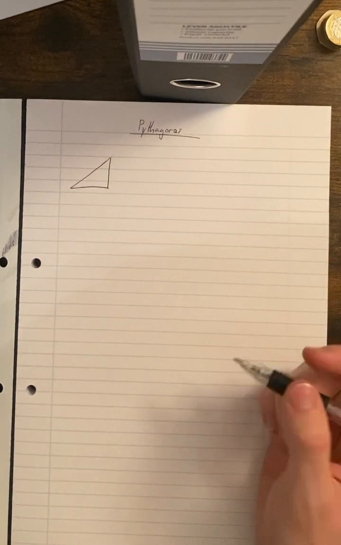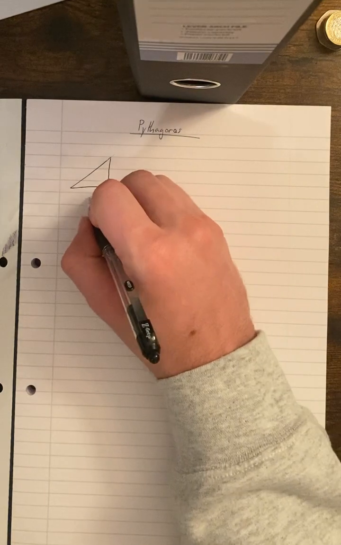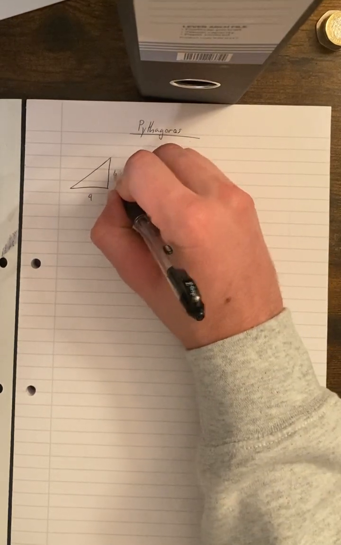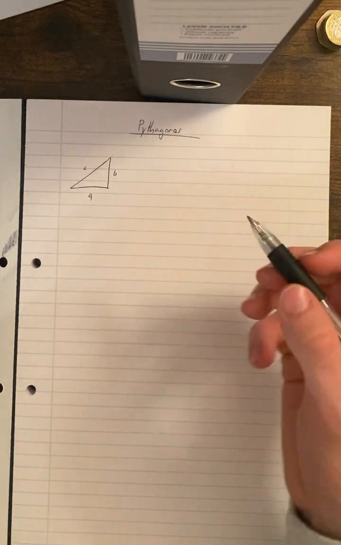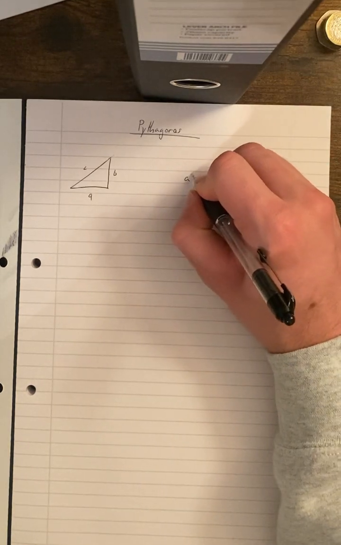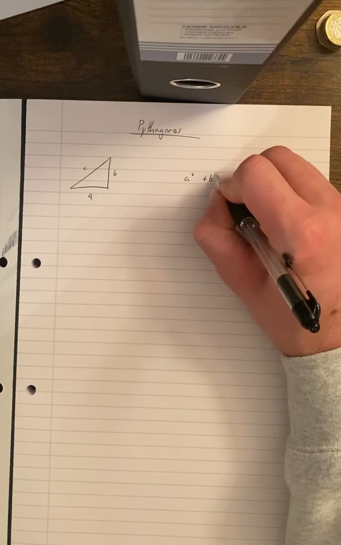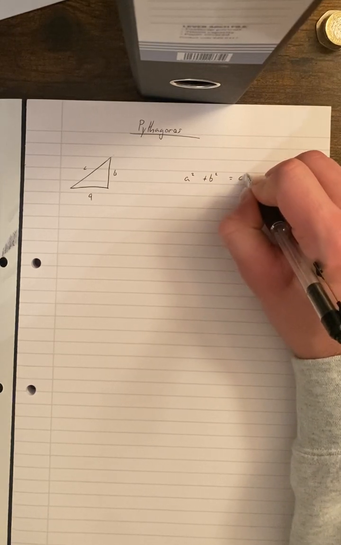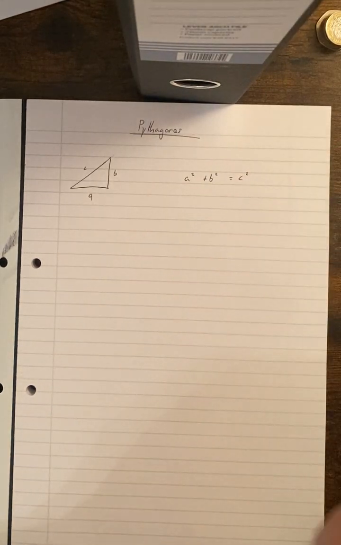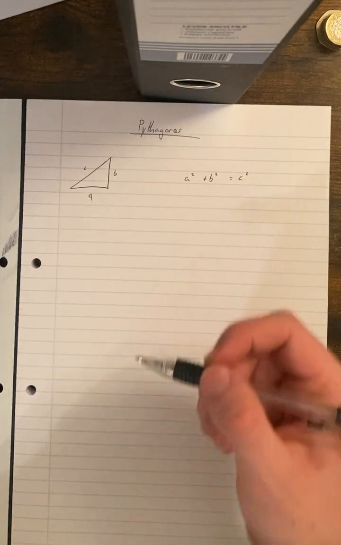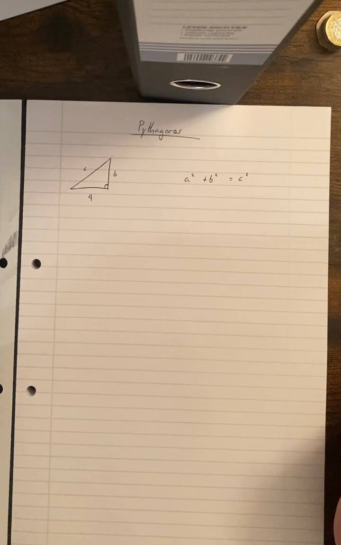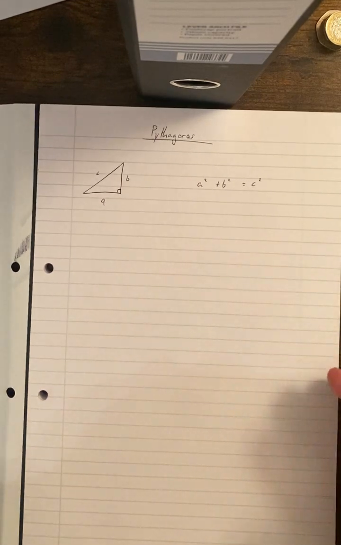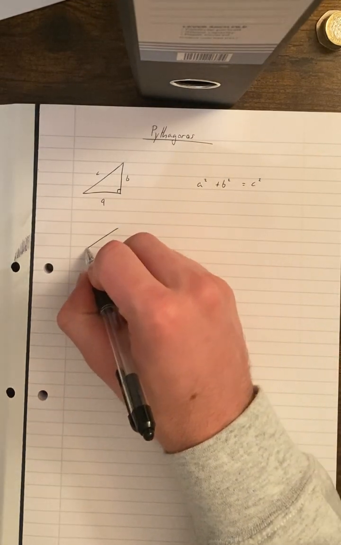And he was right. If you have your sides A, B, and C, you can use the formula that he developed, a squared plus b squared is equal to c squared, to find out the length of any side of a right angle triangle. Note, this has to be a right angle triangle. So you can start with, let's do an easy one.